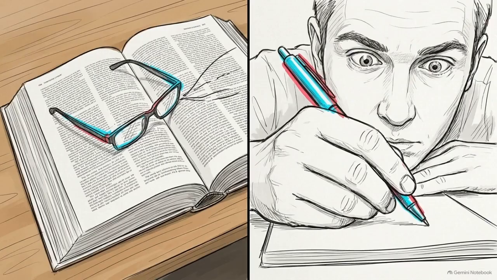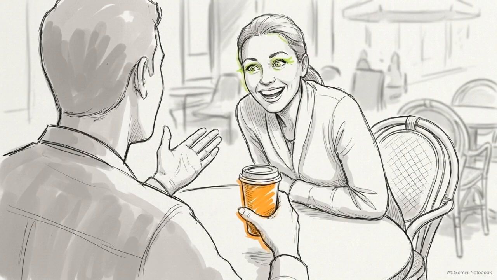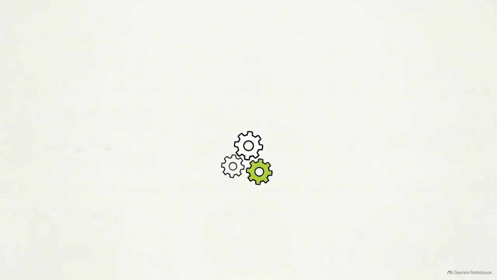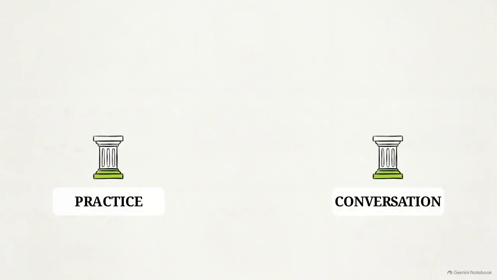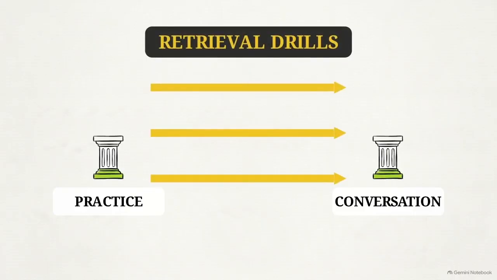Forcing your brain to anticipate these transitions moves you from reactive reading to proactive prediction, which reduces the mental effort required during real-world conversations. Mechanics alone aren't enough if you can't access them under pressure. To bridge the gap between practice and conversation, we need high-energy retrieval drills.